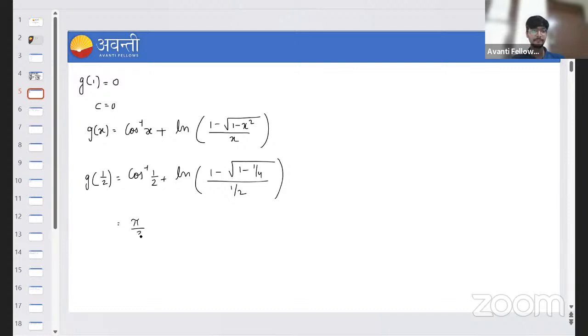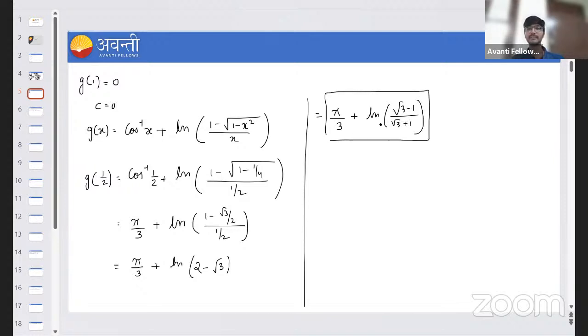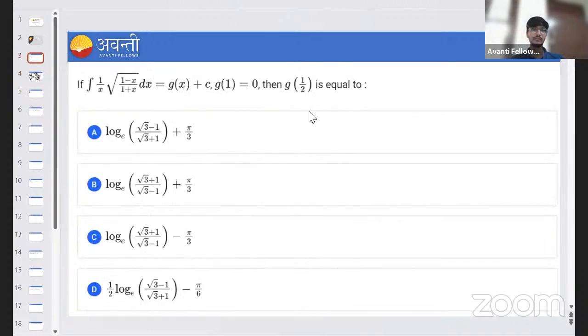It is 30 degree. So pi by 3 plus ln, I'll get 1 minus root 3 by 2 upon 1 by 2, right? If I take LCM here, I'll get pi by 3 plus ln, again if I take LCM, I'll get 2 minus root 3. And 2 minus root 3 is the rationalizing form of ln root 3 minus 1 upon root 3 plus 1. So this is my answer. Pi by 3 plus ln root 3 minus 1 upon root 3 plus 1.